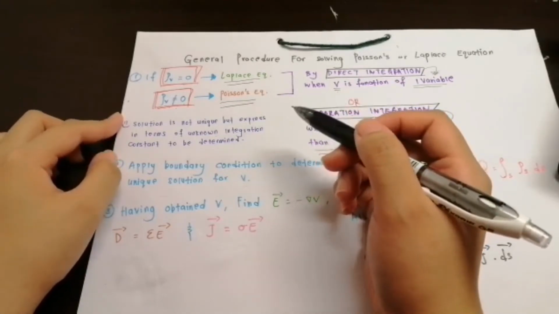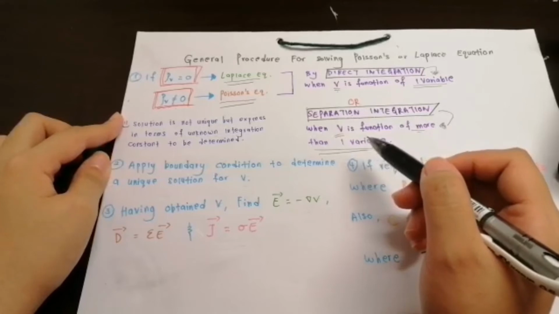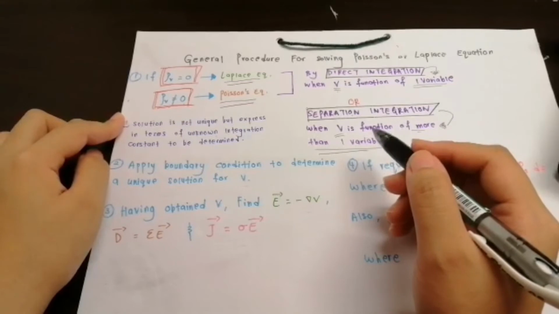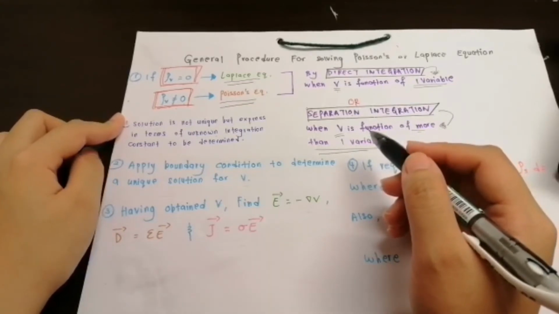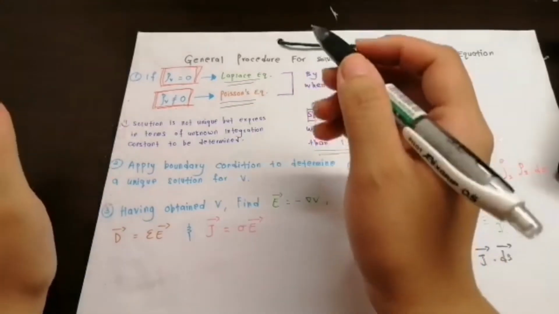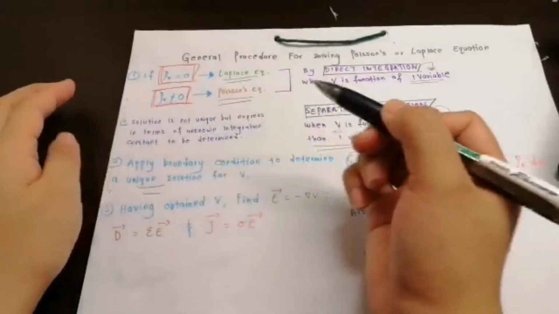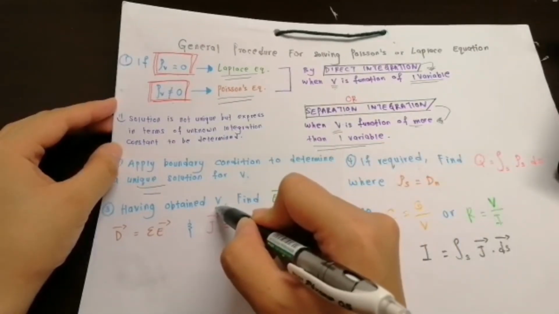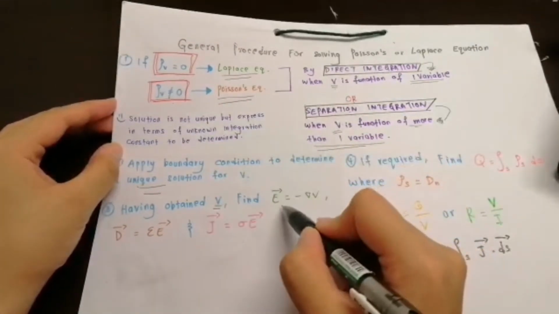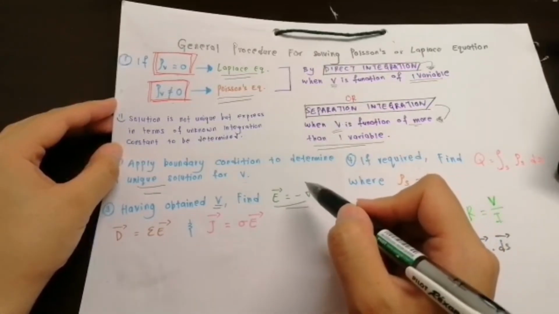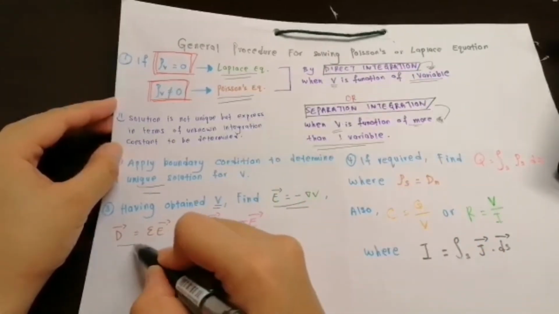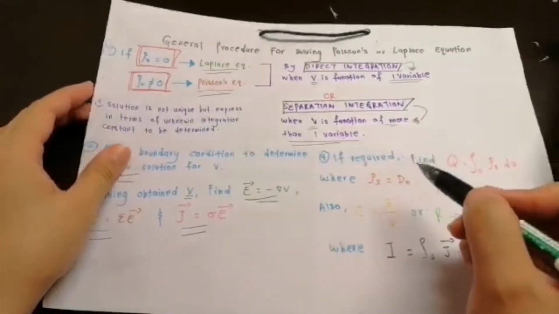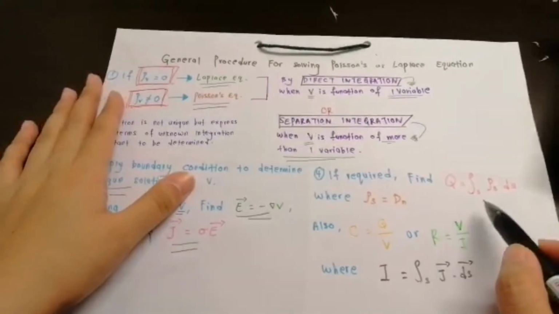Second, apply boundary conditions to determine a unique solution for V. By applying boundary conditions, we can make the solution unique. Third, after we obtain the potential difference, we can find the electric field, electric flux density, and current density. If required, we can find the charge.